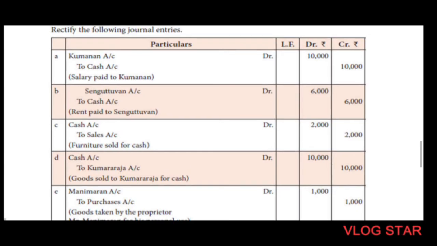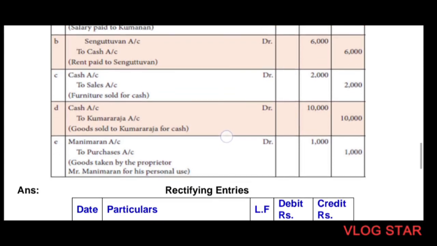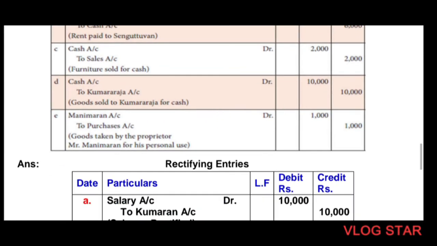So if it is wrongly written in the debit side, we have to write in the credit side, the simplest thing, the opposite side. Next one, cash account debit to sales account.